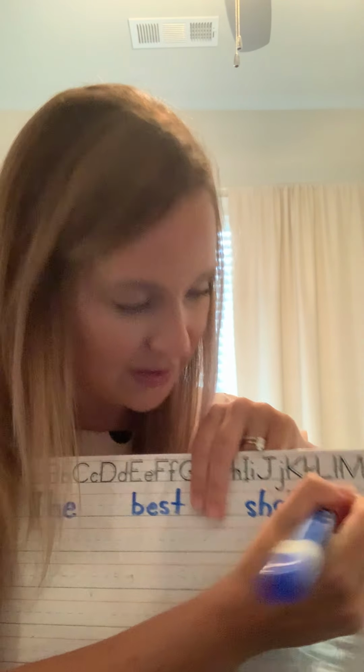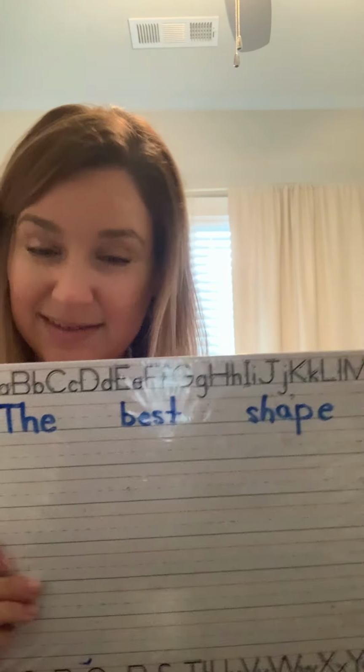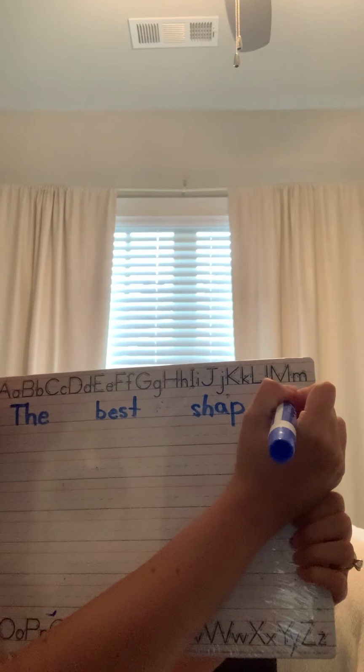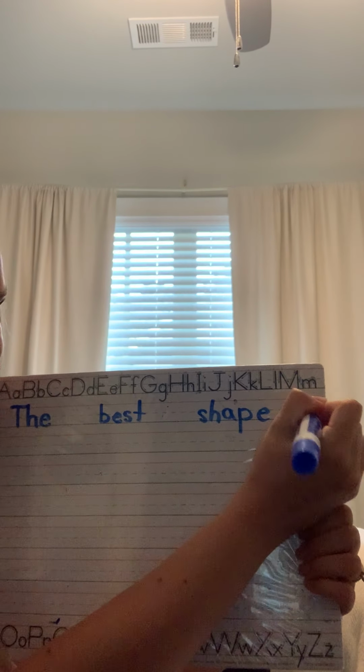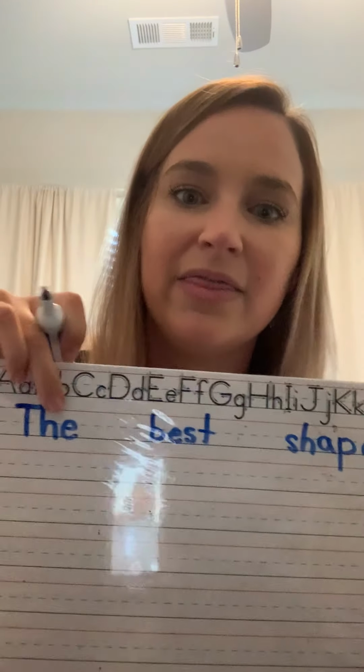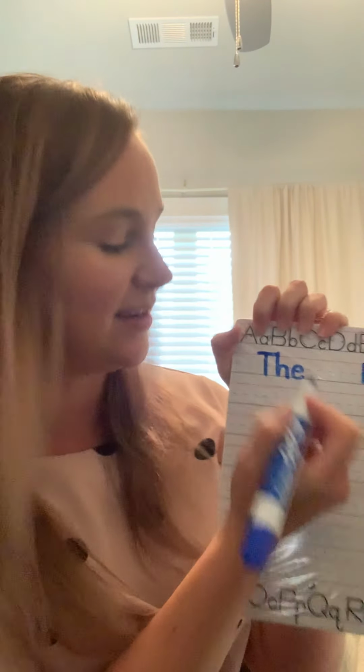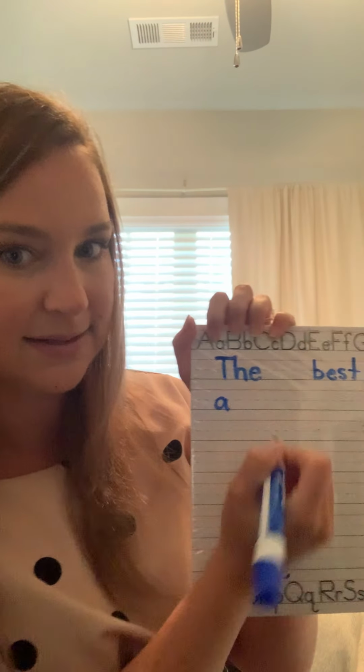Nice job. Okay, now we always go back and read. The best shape is, how do we spell is? I-S. Good. Always go back and read. The best shape is A. This is an easy one. How do I spell A? A, and it's still lowercase because I'm right in the middle of my sentence here.